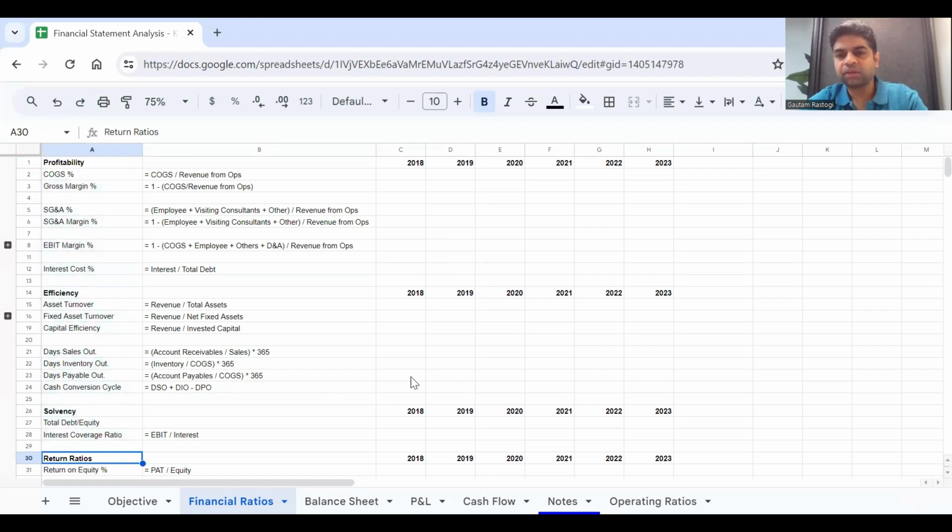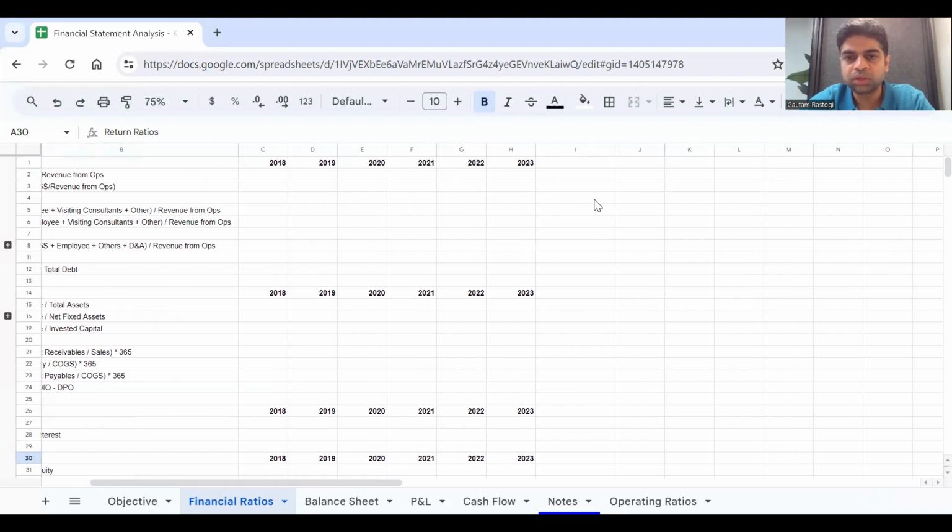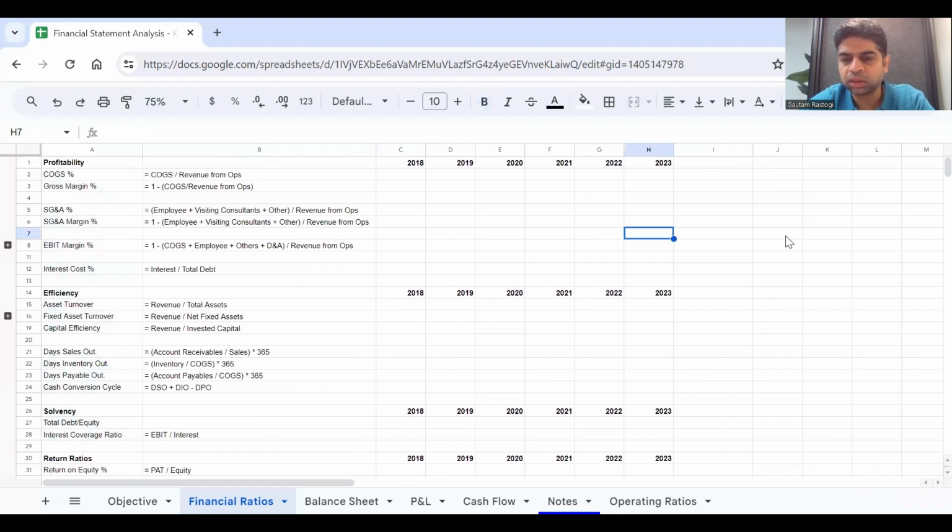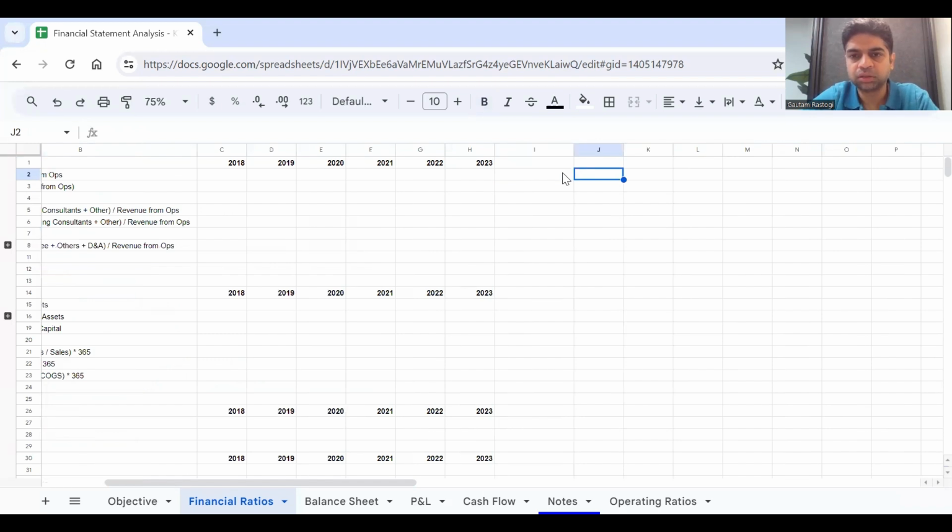Right. So how do you get to this return? If I were to give you this function, return is a function of profitability. It's a function of efficiency, and then it's a function of capital structure or solvency.